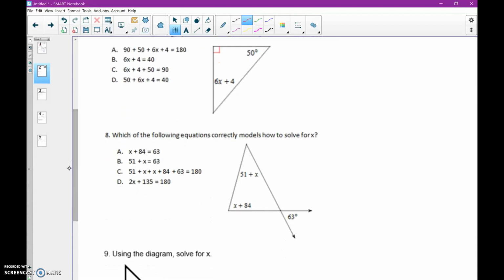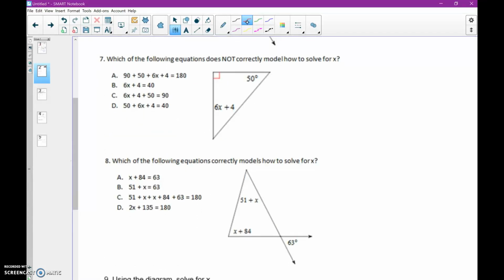is the fact that all angles in a triangle have to add up to 180.